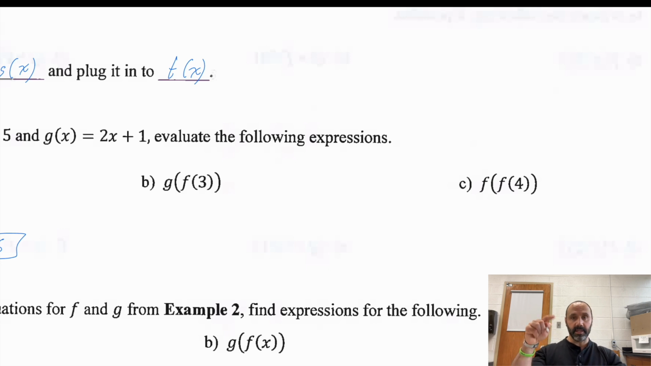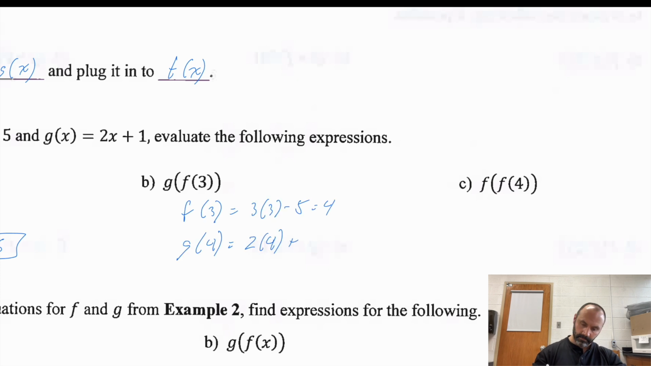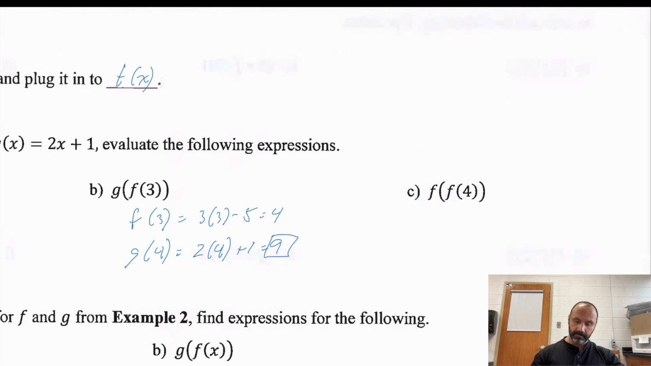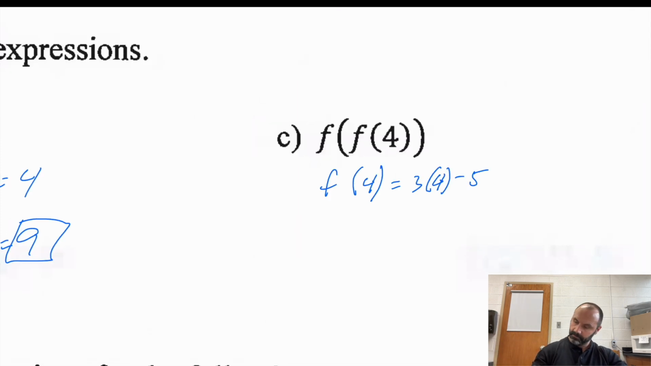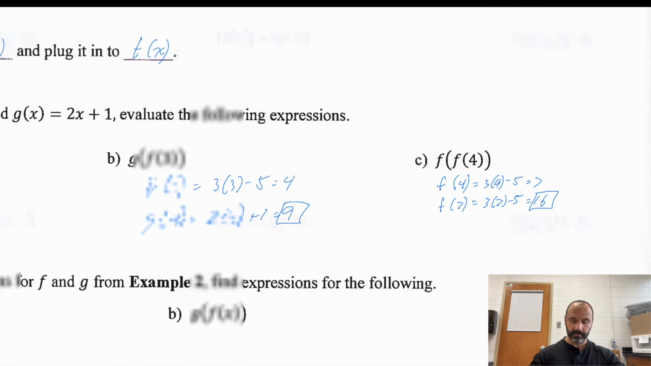So first we plug 3 into f, and then we take that result and put it into g. So for b we get 9, and for c, f of f of 4. Here we plug 4 into f, and then whatever we get as the output, we put that back into f again. And 16 is the answer to that one.